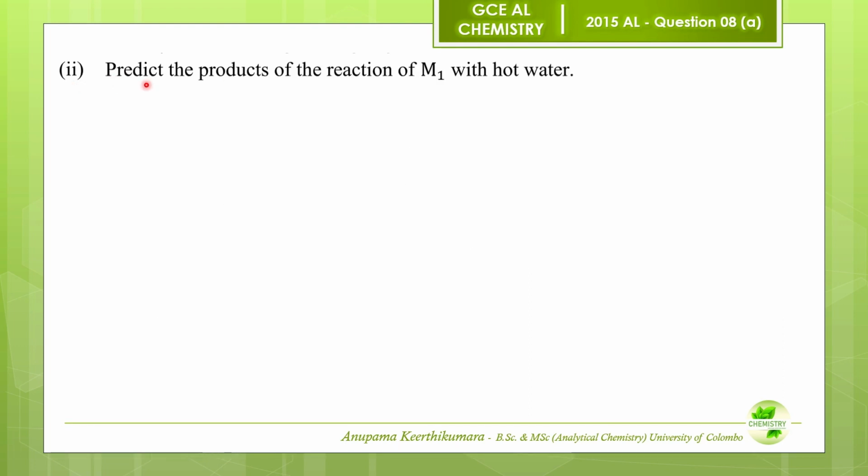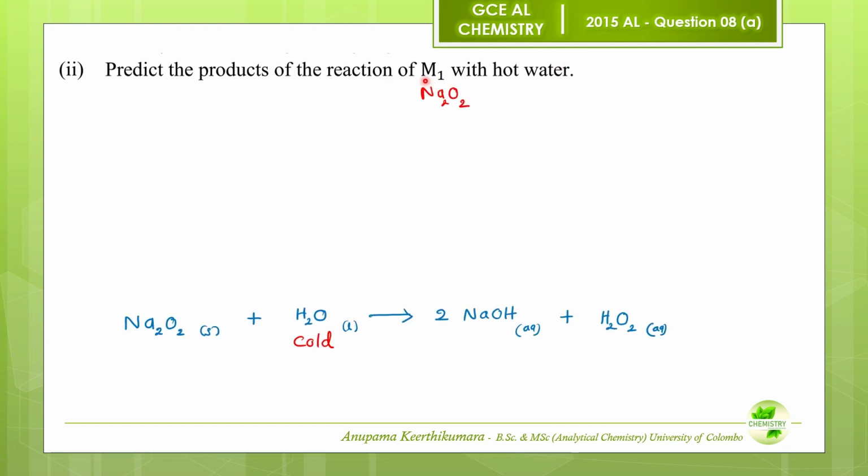Question number 2. Predict the products of the reaction of M1 with hot water. M1 is sodium peroxide. When sodium peroxide reacts with cold water, the products are sodium hydroxide and hydrogen peroxide. Hydrogen peroxide undergoes thermal decomposition when heated and produces water and oxygen gas. Therefore, when sodium peroxide reacts with hot water, the remaining products are sodium hydroxide, water and oxygen gas.